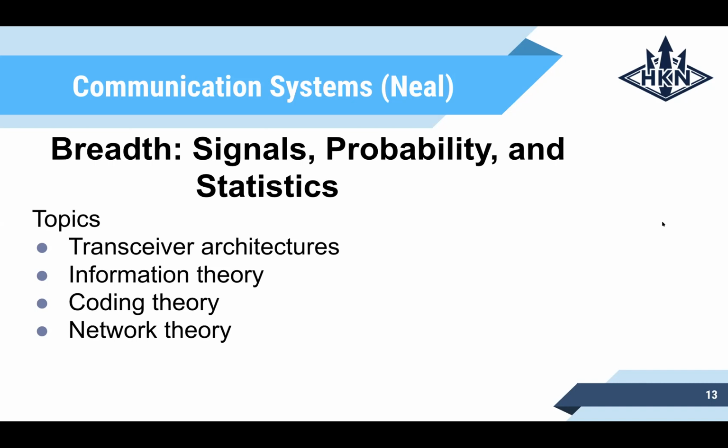So at a high level, some topics we study in communication systems are transceiver architectures, information theory, coding theory, and network theory. I'll discuss that in a little more detail, but for now, the breadth courses that you should be thinking about that would indicate an interest in these are signals, probability, and statistics. That means that you'll want to consider how you like the material in ECE 101 and 109.